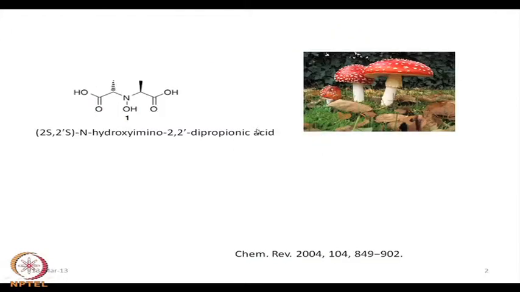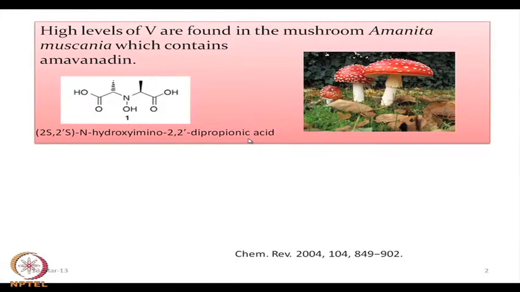So, in the next part, what we will see is a typical system in the marine organisms, where we see high levels of vanadium. We also found high levels of vanadium in mushrooms. So, mushrooms can also have bromine. One such variety and category has been identified in Amanita muscaria, which contains amavadin.